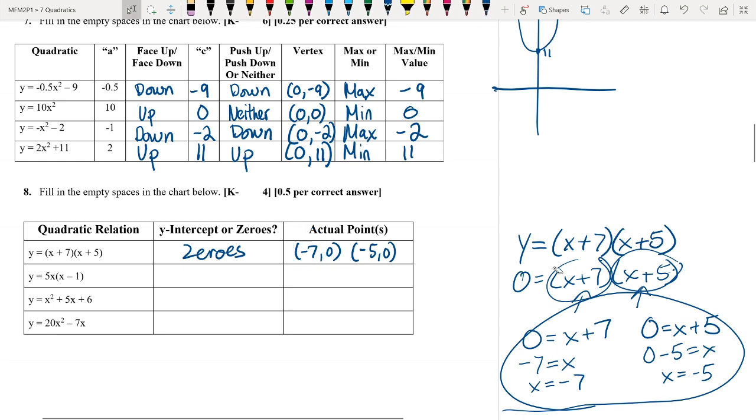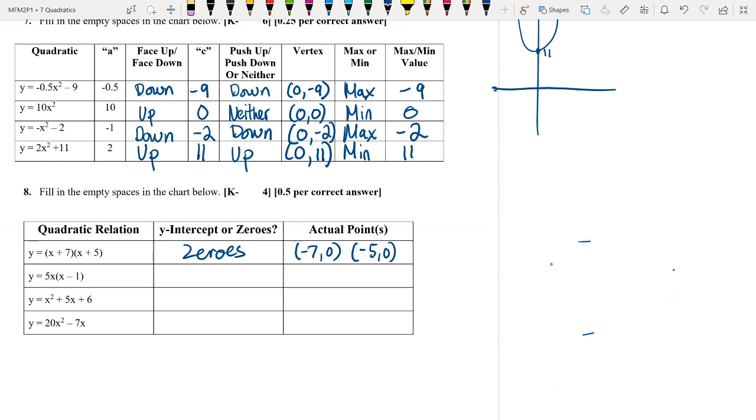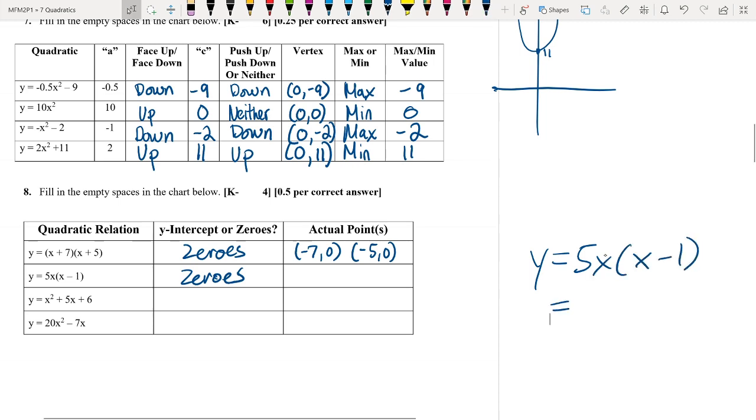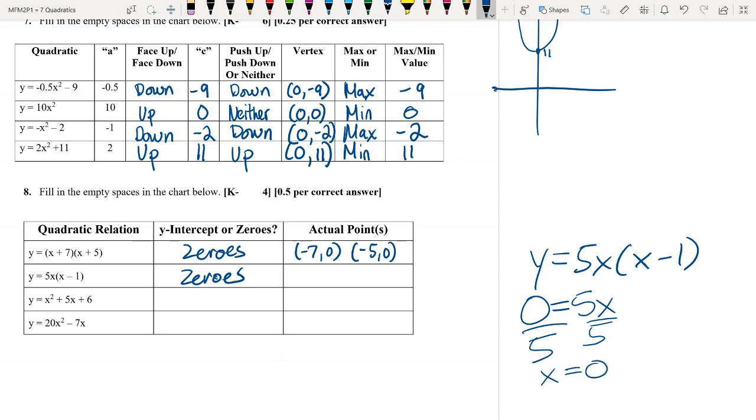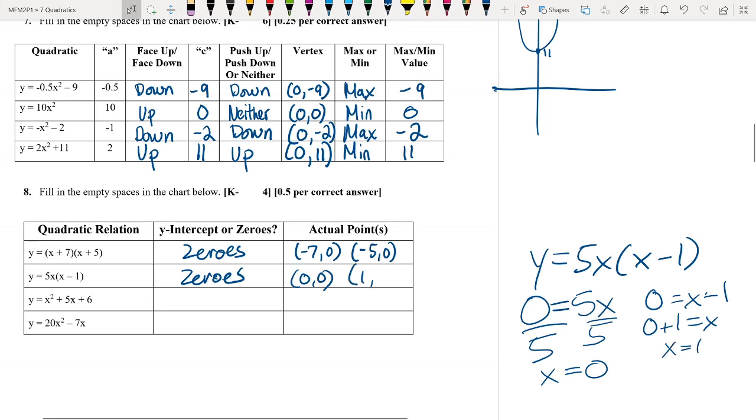All right, now looking at y equals 5x times x minus 1. Again, in this case, we are given the zeros. And how can we find the zeros? Well, let's look at it like this: 5x times x minus 1. What would x have to be equal to for 5x to be equal to 0? x would have to be equal to 0, right? And you could find that by dividing both sides by 5, and then x is equal to 0. So that's going to be one of our zeros, 0, 0. And then for the other one, what would x have to be if x minus 1 is going to be equal to 0? It would be 0 plus 1 is equal to x. x is equal to 1. And so we get 1, 0.